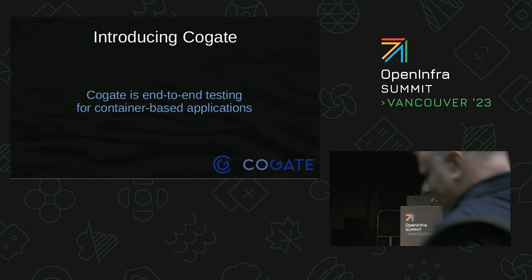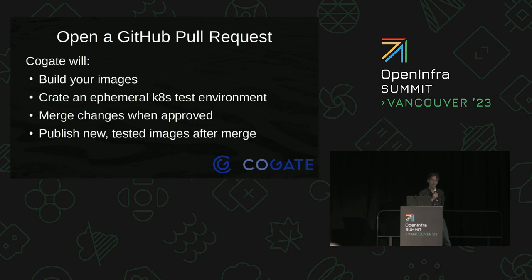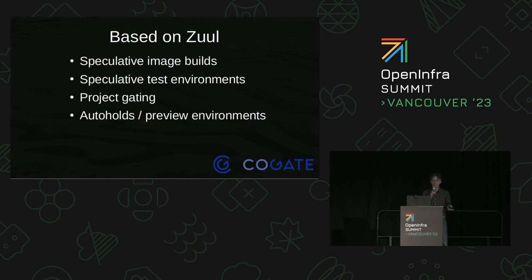The idea is that when you open a pull request on GitHub, Cogate will build your images, create an ephemeral Kubernetes environment, deploy your application, run any tests that you have, merge the changes when you approve them, and after they merge, publish new images. If you're familiar with Zuul, this is very similar to what Zuul does, but it is targeted very narrowly to Kubernetes applications, and it does a lot of stuff behind the scenes to make this easy for you.